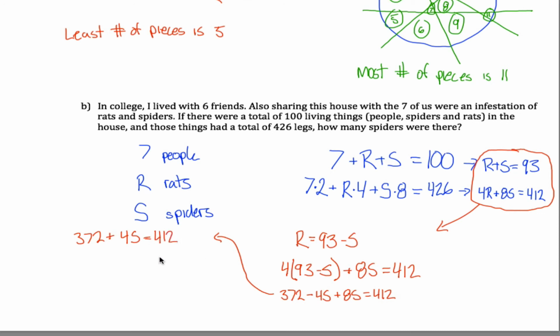So what I can now do is subtract 372 from both sides of the equation. 412 minus 372 is equal to 40. And so to solve for S, I divide both sides of the equation by 4 and get that S equals 10. So there are 10 spiders.